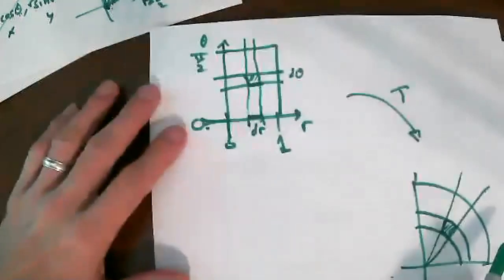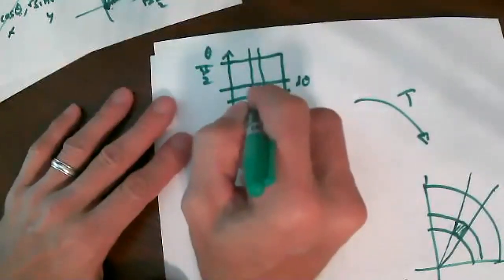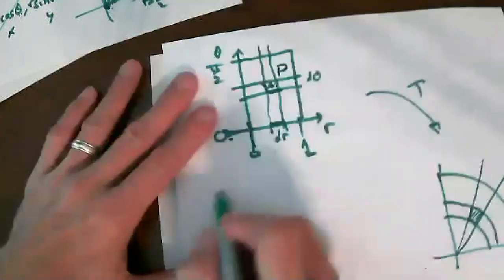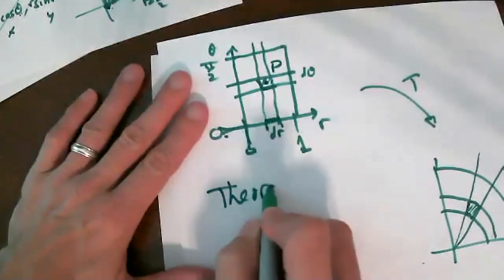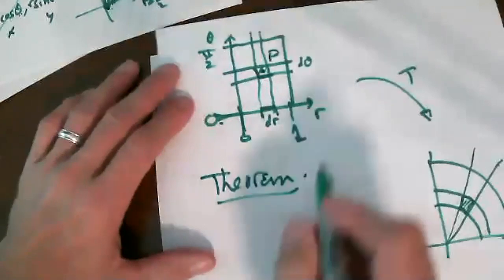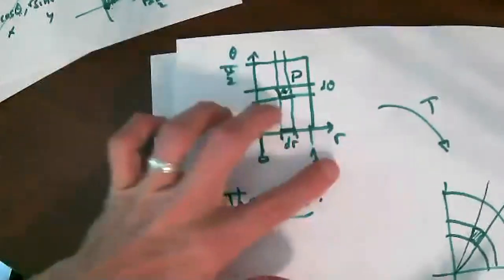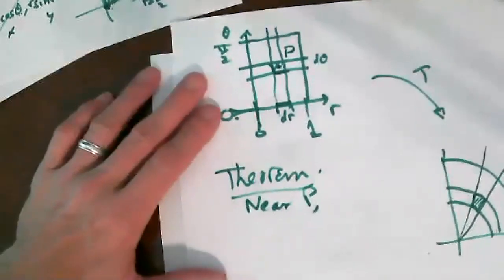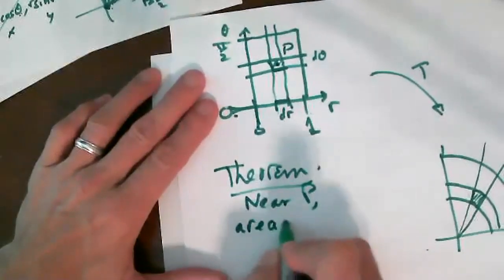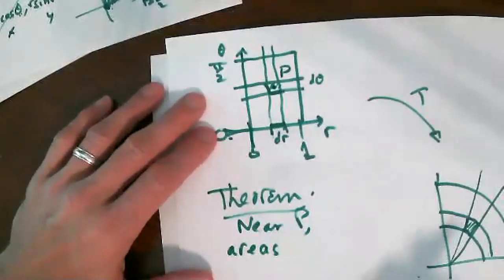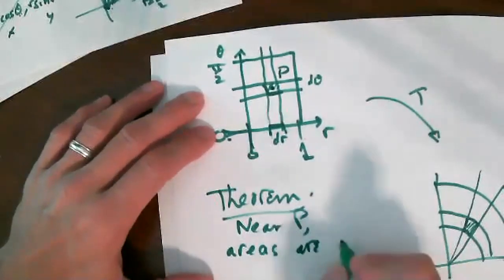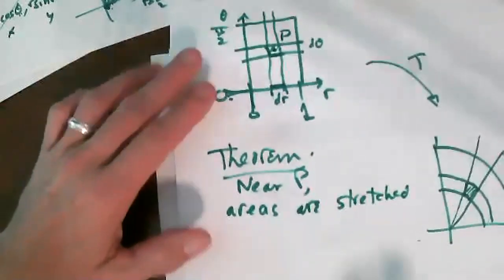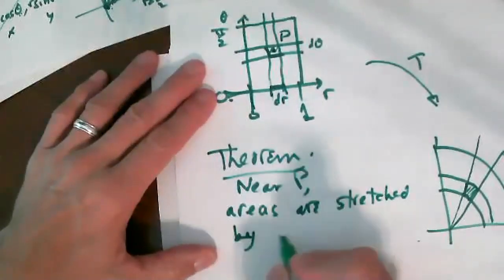And the answer is that if you're in the vicinity of a particular point, let's just call it P here. So here's the theorem. At any point P in R theta space, areas are going to get stretched when you apply this transformation T. Areas are stretched, or shrunk, by a certain factor.